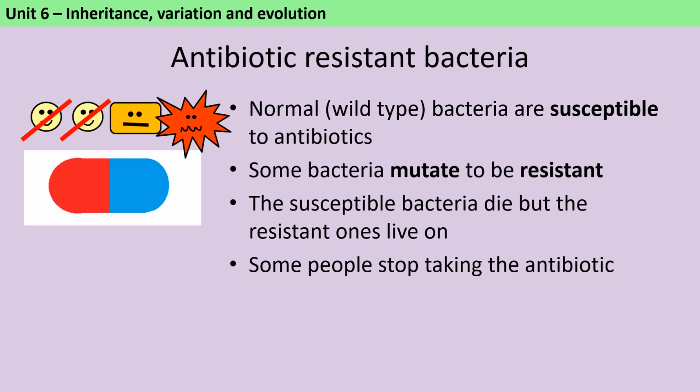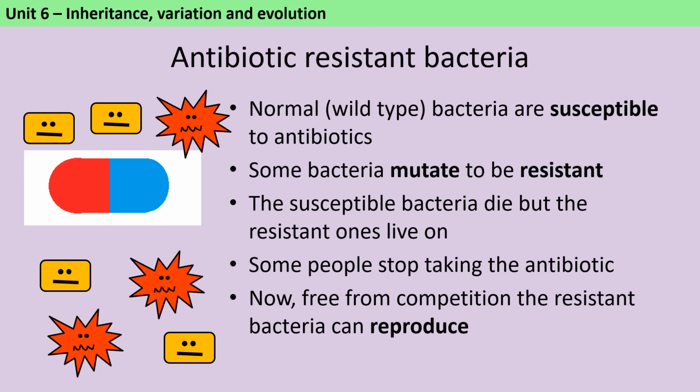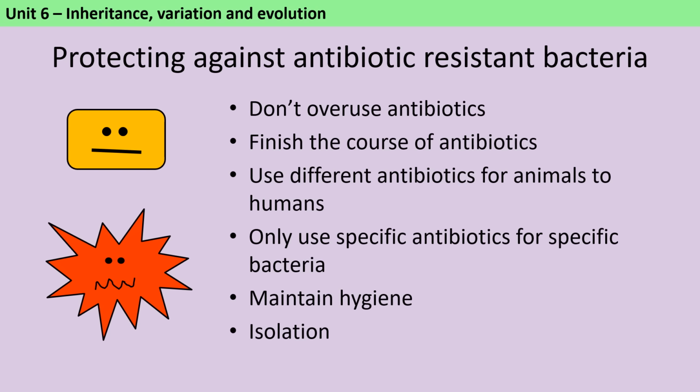Some people, because they feel better, stop taking the antibiotic. Now, free from competition, the resistant bacteria can reproduce. If the patient had taken all of the antibiotics, then all the bacteria would have died eventually. There are a number of things that we can do in order to prevent the increase in the number of antibiotic-resistant bacteria. The first one is to not overuse antibiotics for infections that will clear themselves up on their own, or for infections that are actually viral and wouldn't be affected by antibiotics anyway.